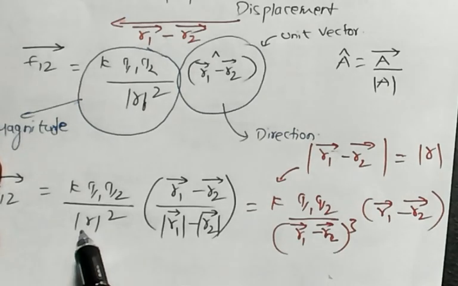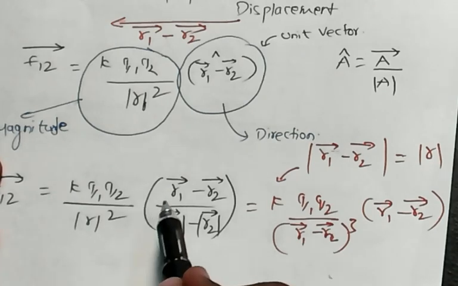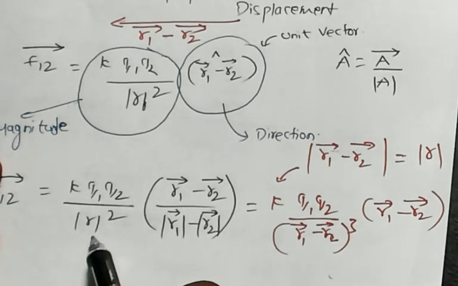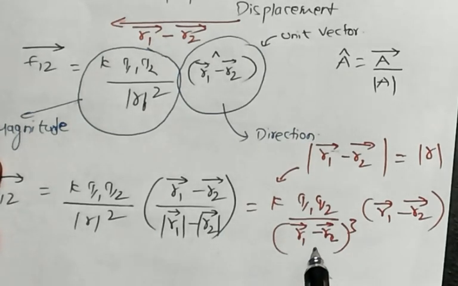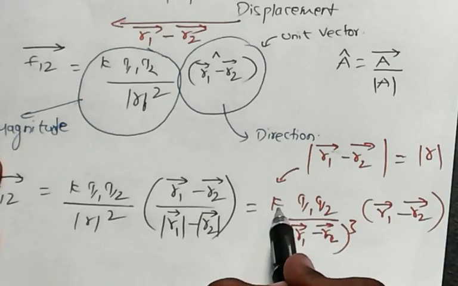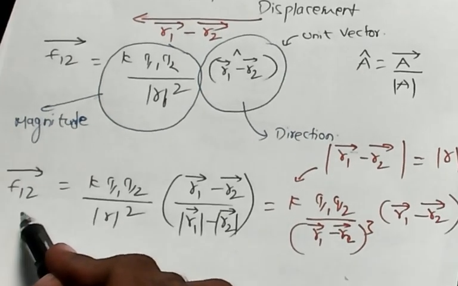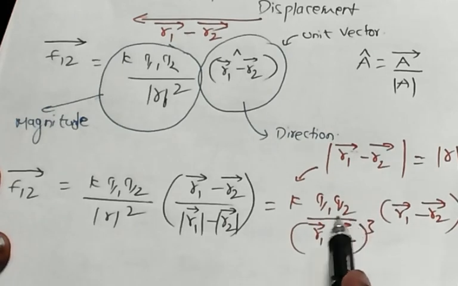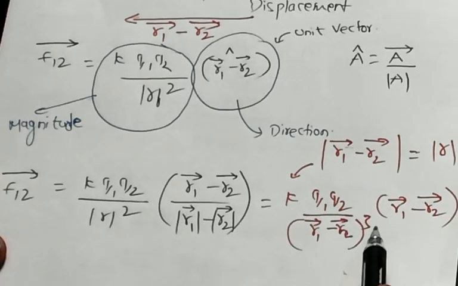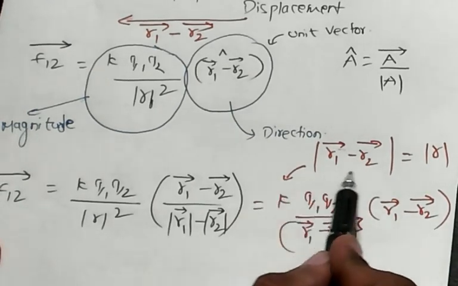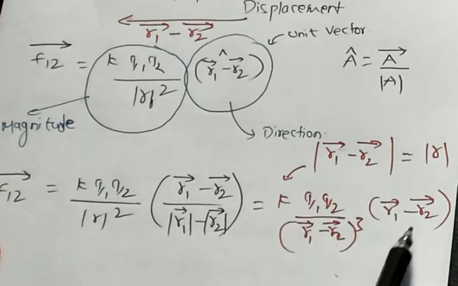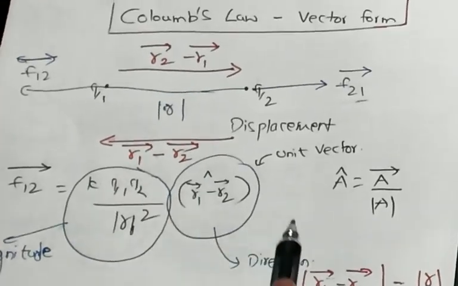If you represent here, what do you get? K Q1 Q2 by (R1 minus R2) whole square into (R1 minus R2). That becomes (R1 minus R2) whole cube. So F12 is equal to K into Q1 Q2 by (R1 minus R2) whole cube, and (R1 minus R2) in the numerator. So this is called the vectorial representation of Coulomb's law, is what you should remember.